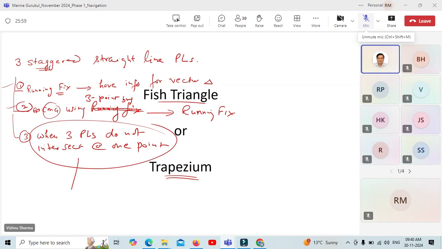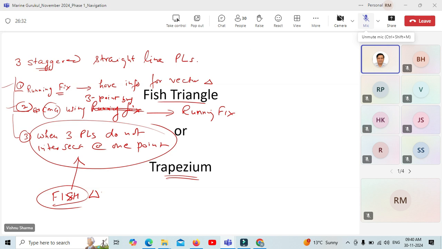It is in this case that you can assume it may be a fish triangle question or a trapezium question. So this is how you'll spend 15 seconds to first decide whether it's a case of fish triangle or not. Am I clear, guys? Okay.